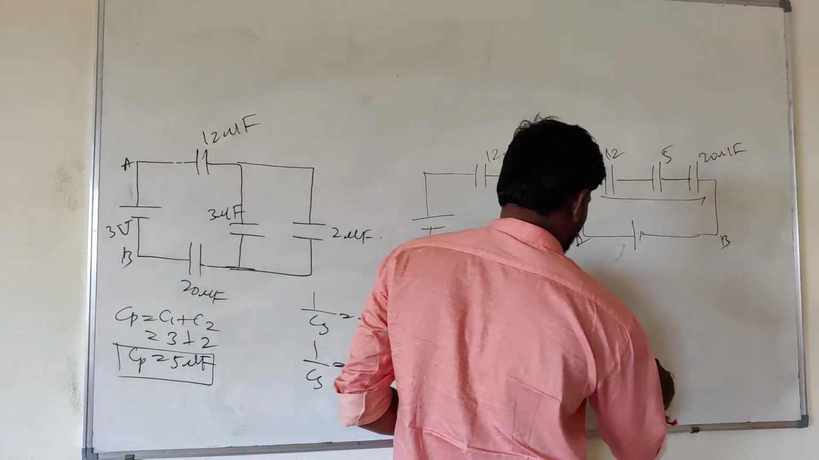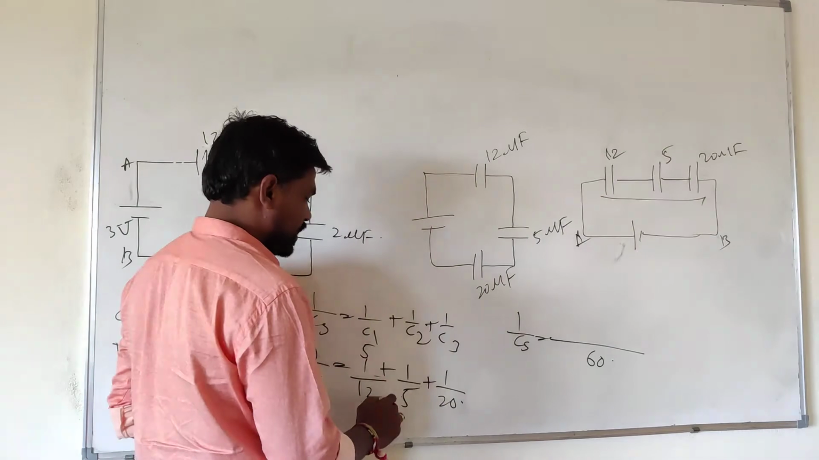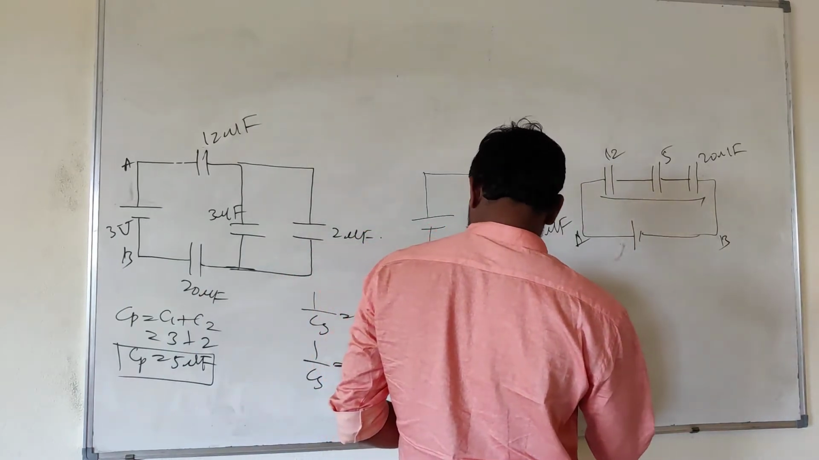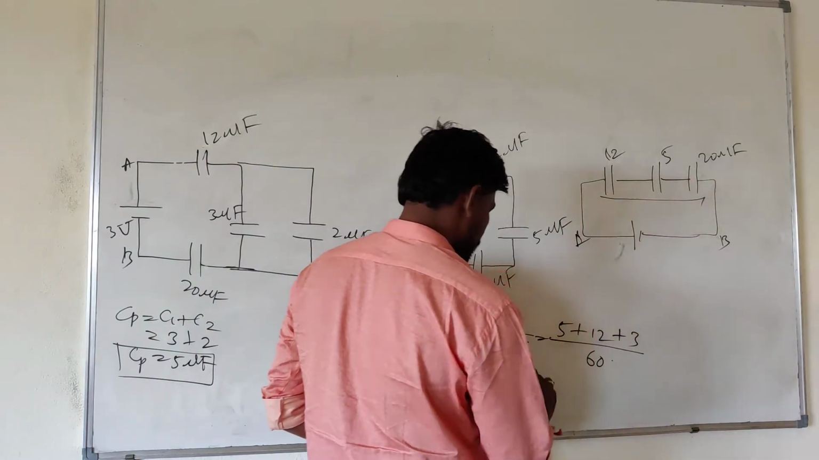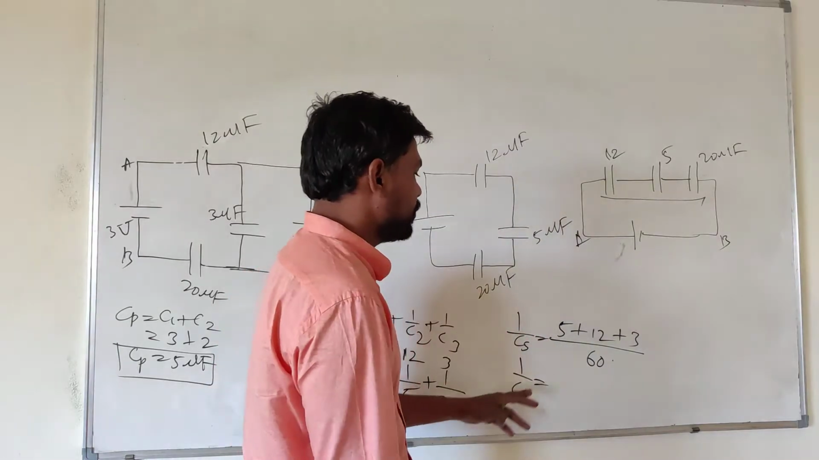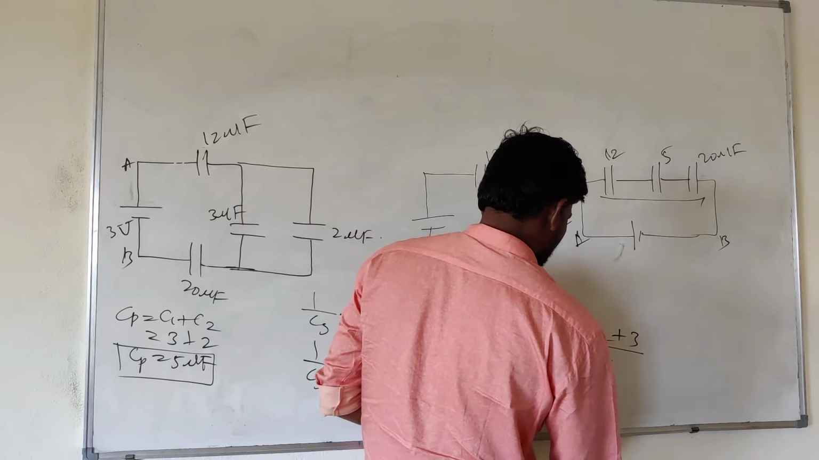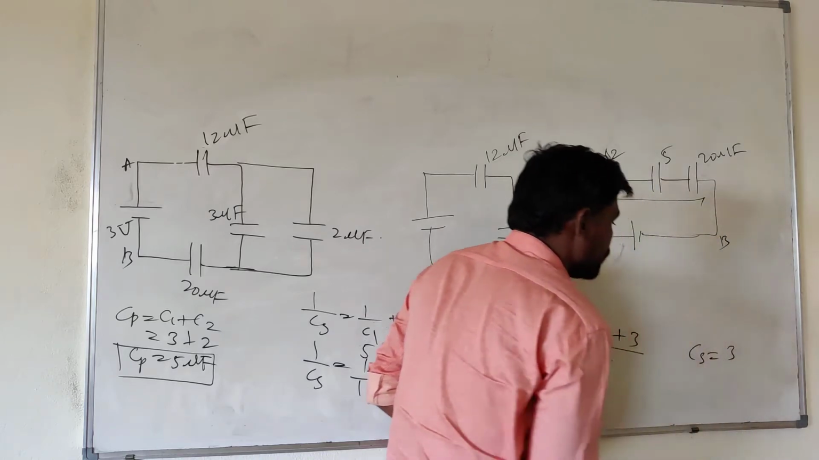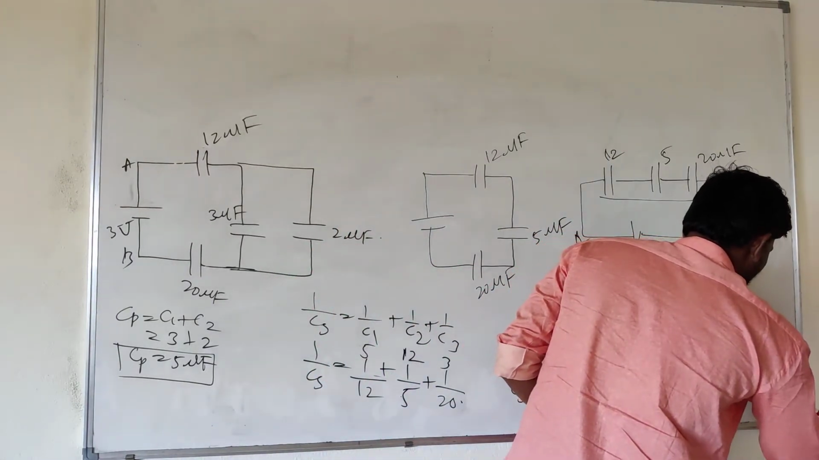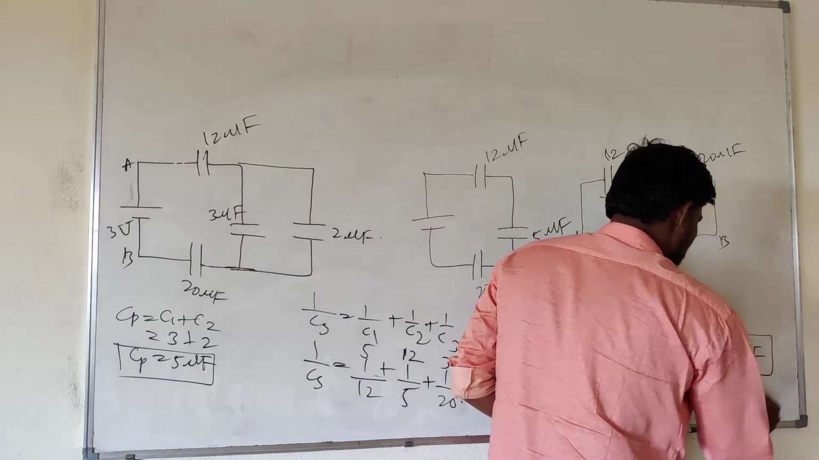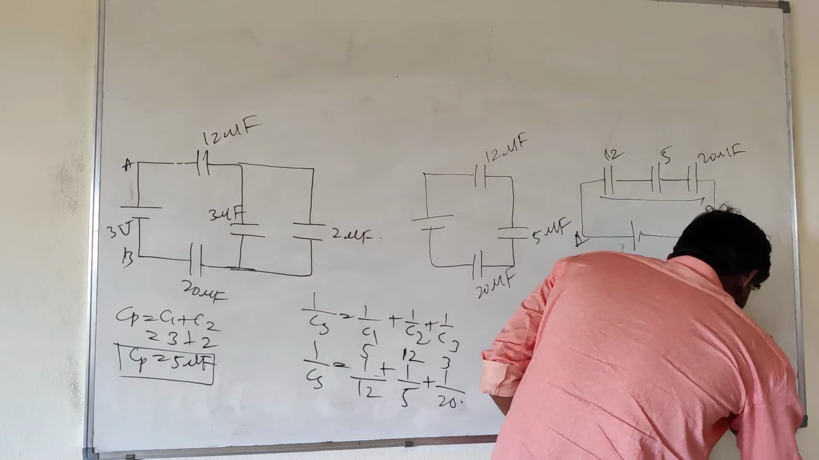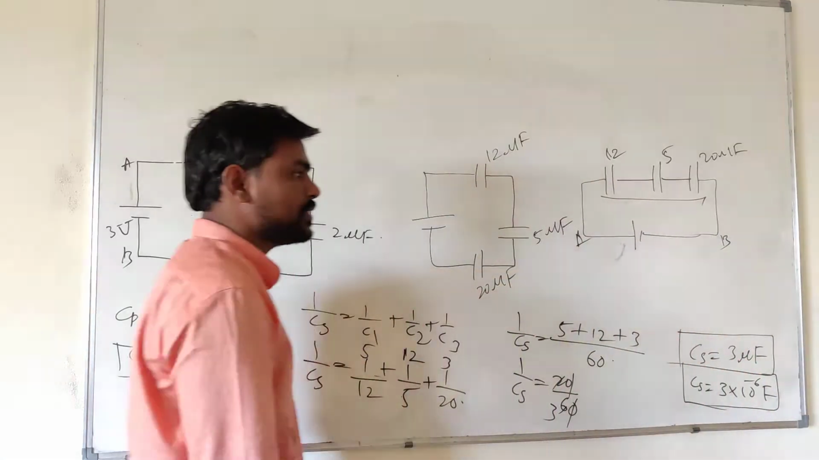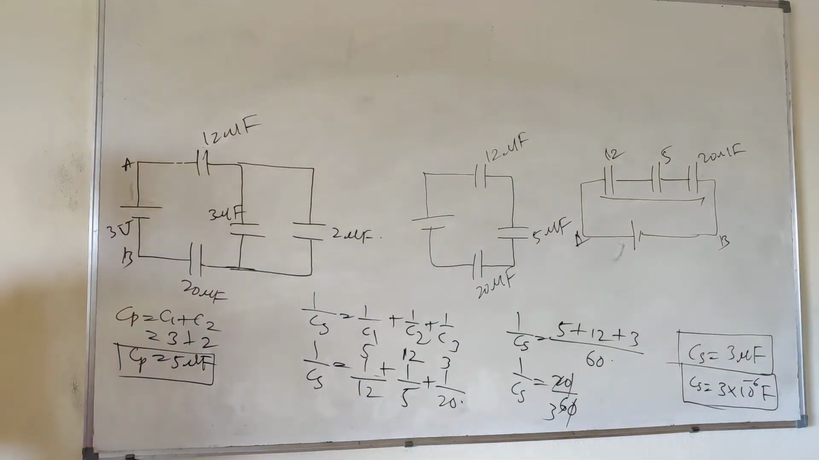So 60: 12 fives are 60, 5 twelves are 60, 20 threes are 60. So 5 plus 12 plus 3. So 1 by CS is equal to 20 divided by 60, which is 1 by 3. So CS is equal to 3 microfarad. If we write it in farad, CS is equal to 3 into 10 raised to the power minus 6. So this is our answer.